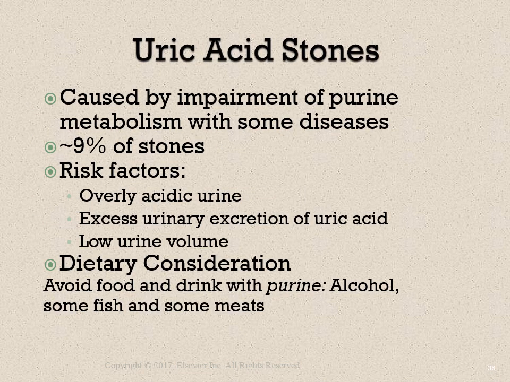And lastly, uric acid stones. These are caused by impairment of purine metabolism with some disease. A purine is a food or a drink that your body converts to uric acid. I'll repeat that: a purine is a food or drink that your body converts to uric acid. About 9% of stones are uric acid stones.